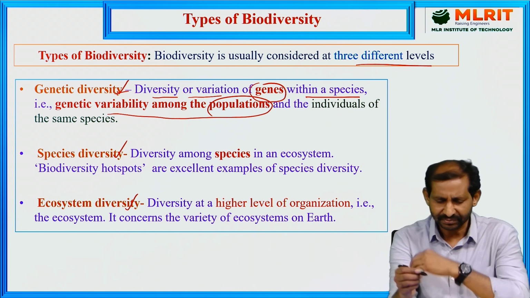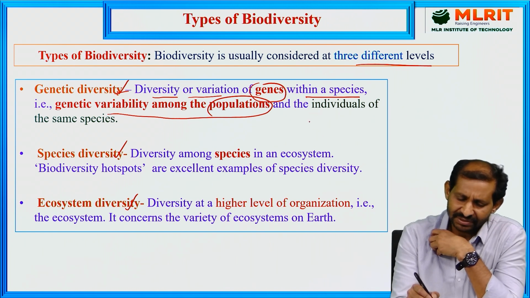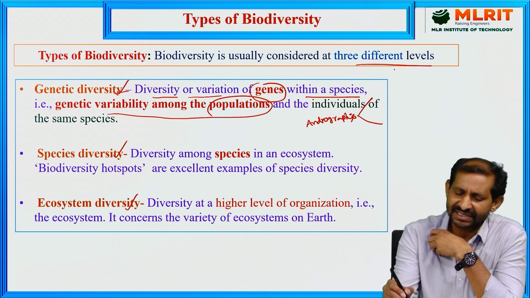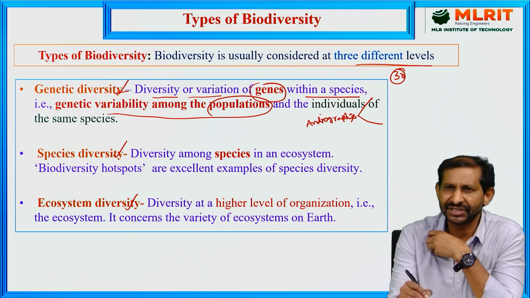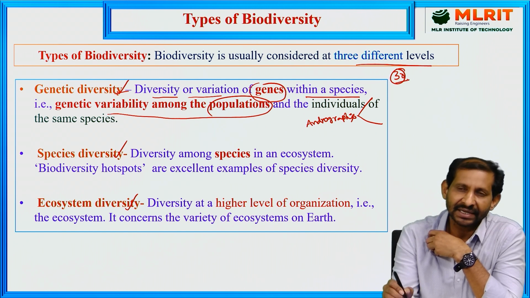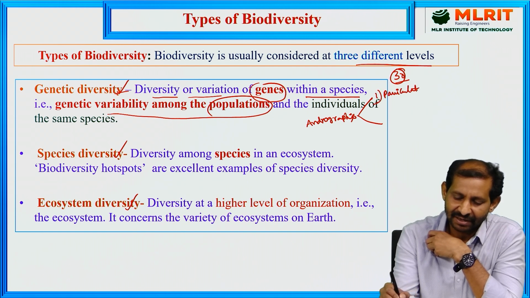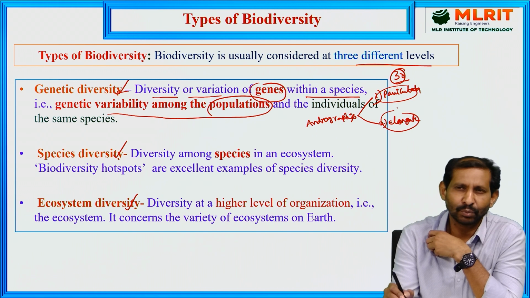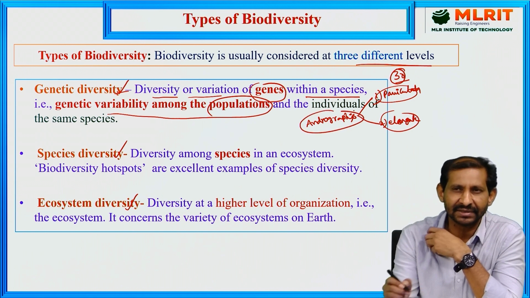For example, I will take two examples from plants. Take the genus Andrographis. In this genus, nearly 30 species are available in India. For example, Andrographis paniculata and Andrographis elongata. Both species are different, but the genus is the same.